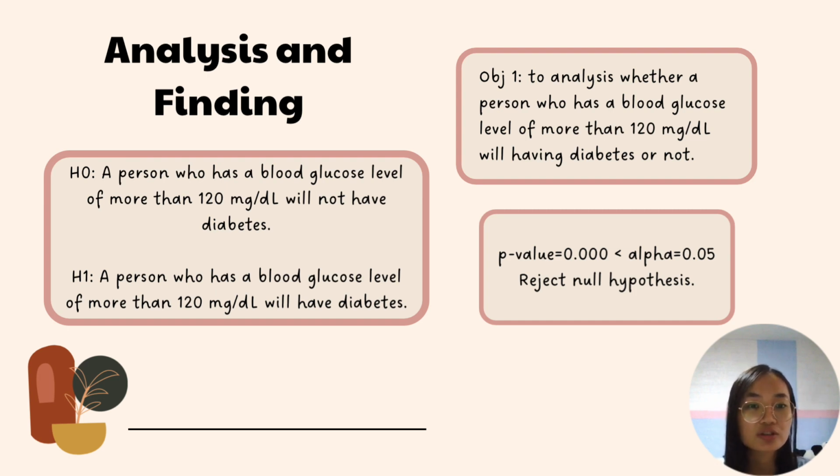And according to the result, we found out that the p-value is equal to 0.000, while our alpha is equal to 0.05. Hence, it is clear that the p-value is less than the alpha. Thus, we reject the null hypothesis. Therefore, there is sufficient evidence to claim that a person who has a blood glucose level of more than 120 mg/dL will have diabetes.